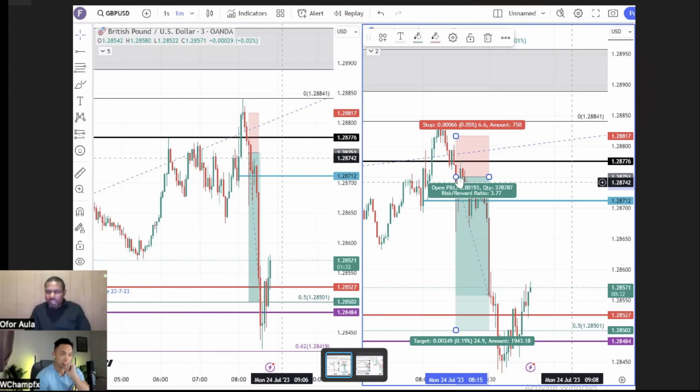Once the gap is identified, I'm waiting for price to run back into this gap. Then I take my stop just above the candlesticks that broke that low. So once price runs into this, if you look at this, I used a stop of about 6.6 pips. Sometimes I use a stop of 3 pips, 4 pips, 5 pips, 6.6 pips.